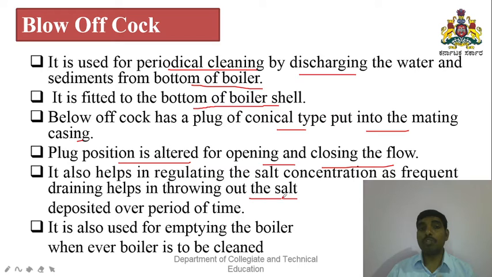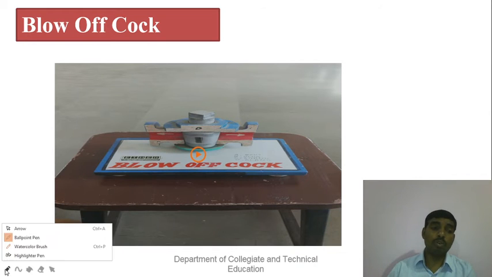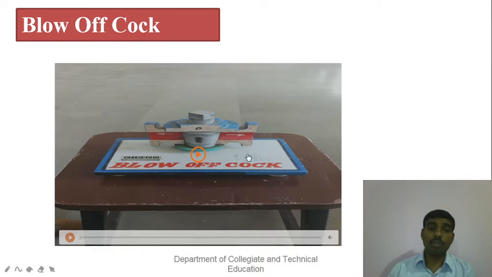The main concept is to blow out, as the name indicates: blowing out the sediments contained in the water tubes or shell. This is one purpose of using blow-off cocks. It is also used for emptying the boiler whenever the boiler is to be cleaned. When the boiler should be cleaned, the blow-off cock will be opened, and all the water or steam will be drained out. Let's see the video of how the blow-off cock works.